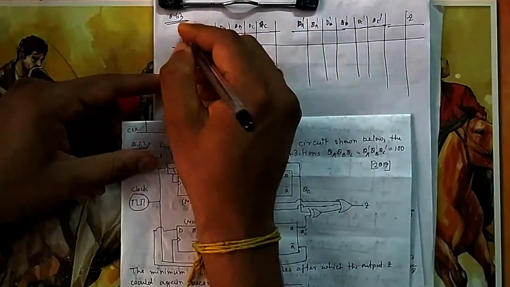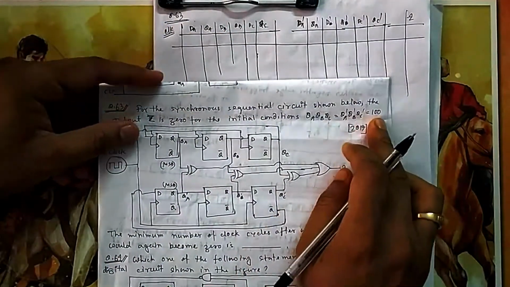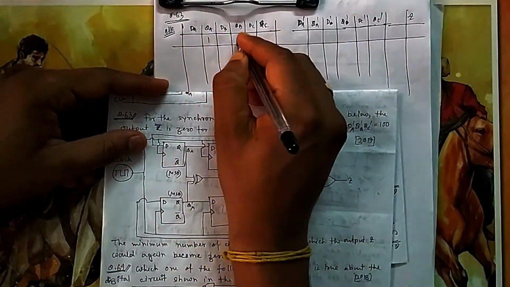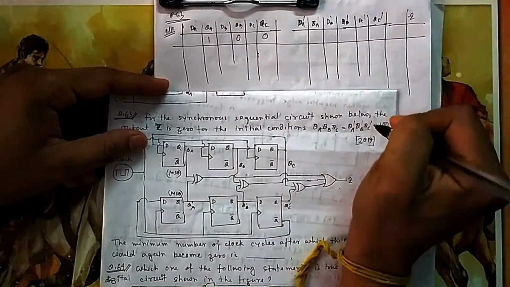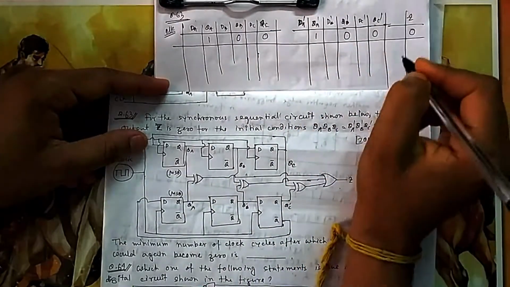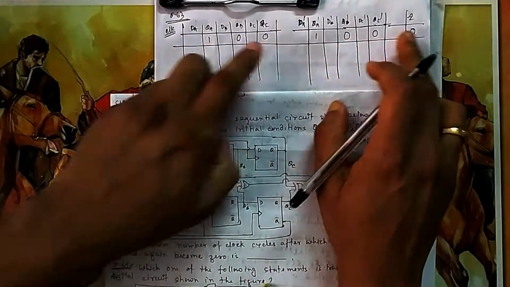First let me write the initial state. What is the initial state? The initial state is QA, QB, QC equal to 1 0 0, and that is also 1 0 0 for the dash part. This is the initial state, and Z is also 0. At this state Z is 0. Z is the OR between these two, or between these two, and then the end.